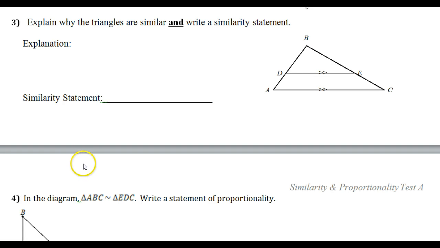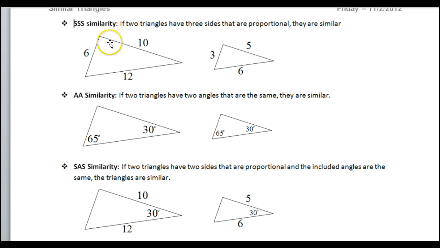In this video, we will learn how to prove that two triangles are similar. There are three different ways to prove that two triangles are similar.